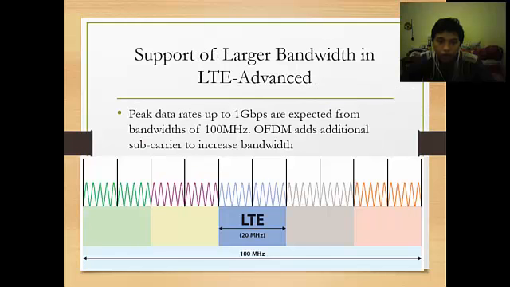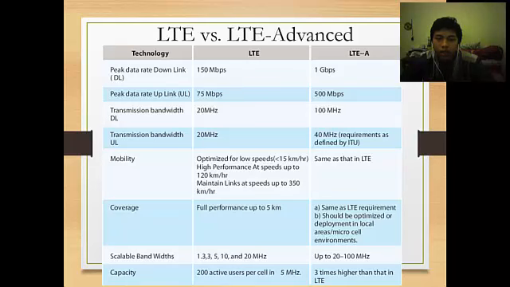Support of larger bandwidth in LTE Advanced. Peak data rates up to 1 gigabit per second are expected from a bandwidth of 1000 MHz. FDM adds additional spectrum to increase bandwidth. This is the bandwidth of LTE, just 20 MHz.